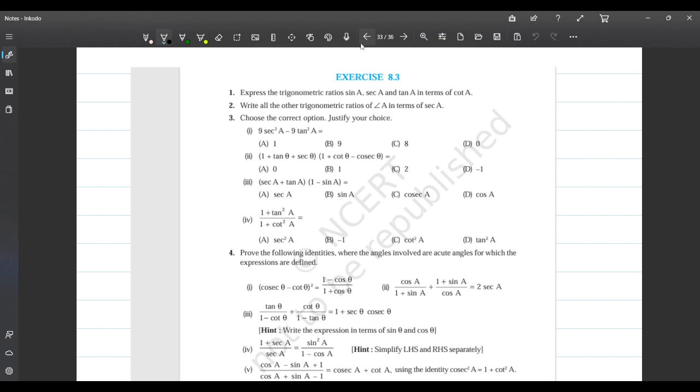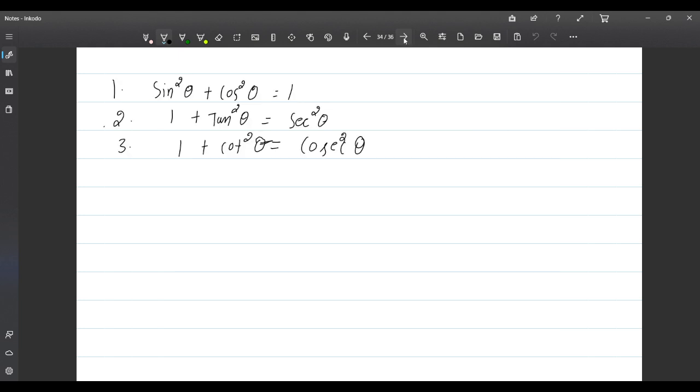Write all the trigonometric ratios of angle A in terms of sec A. So we have to write all the trigonometric ratios of angle A in terms of sec A. We have to write sin A, cos A, tan A, cot A, all of these trigonometric ratios in terms of sec A. So let's begin question number second.